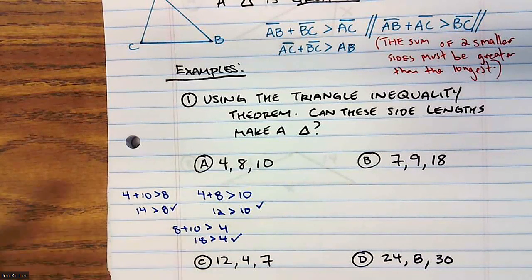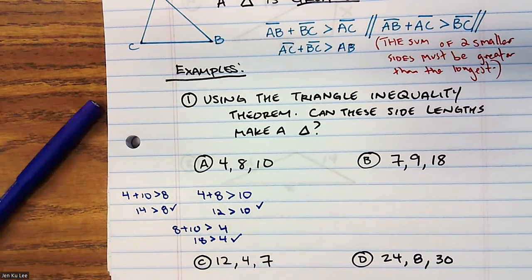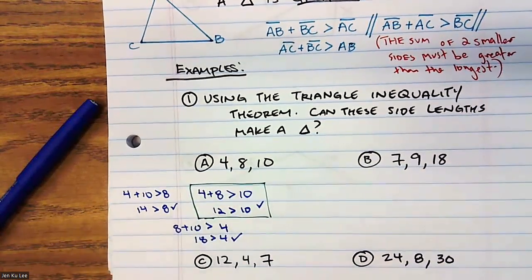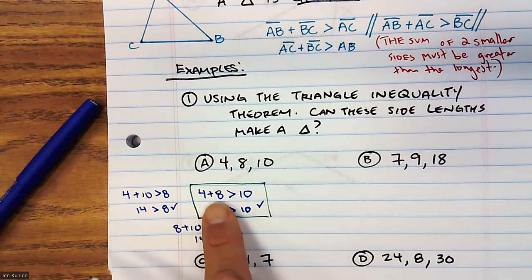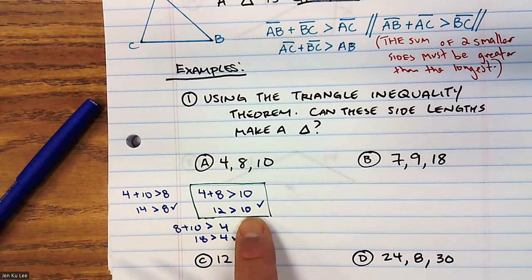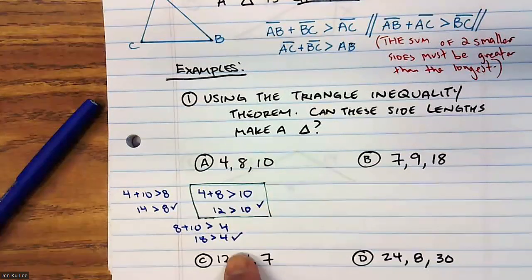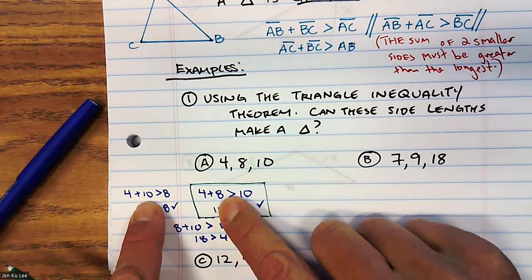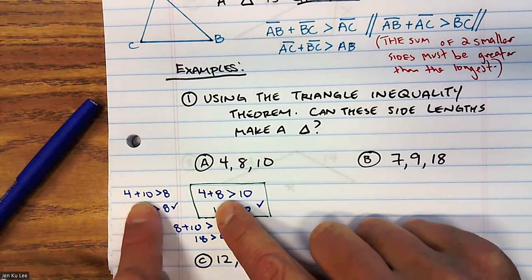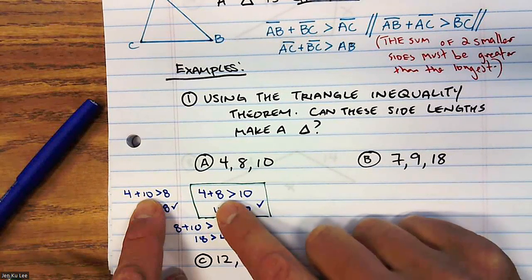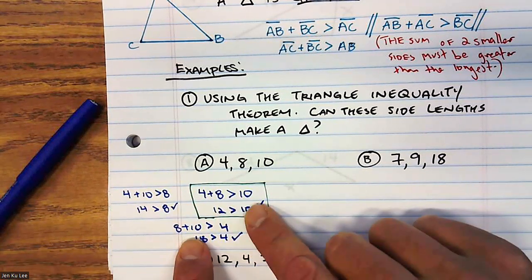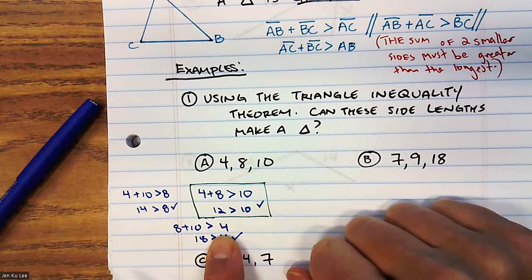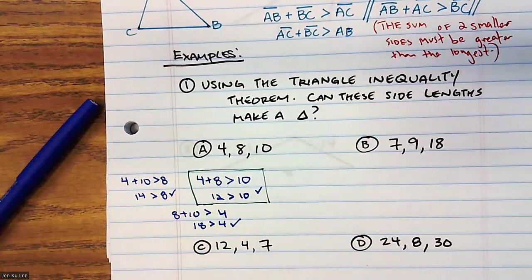And I checked all three inequalities. But can you see that if I just check this one here, and this one is true, I know that everything else will be true? Because this one, you're adding 2 more than I have here, 4 plus 8 and 4 plus 10. And this one is just comparing it to the smallest side. So of course, it's going to be true, right?